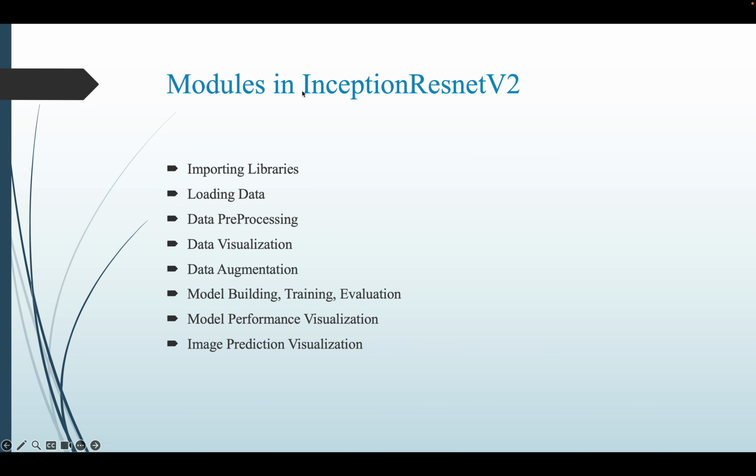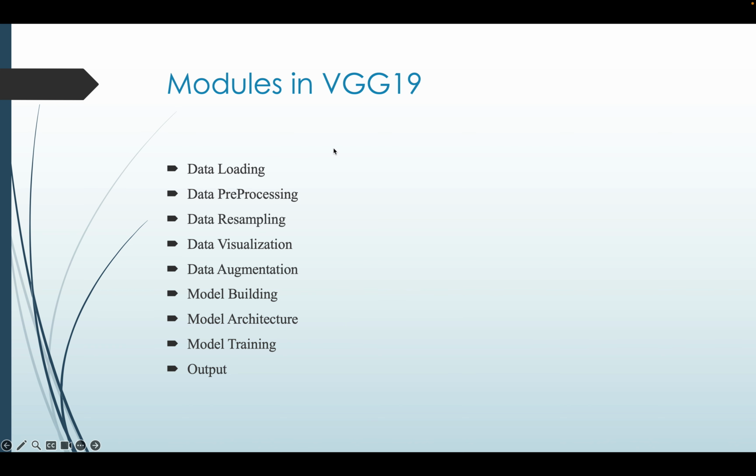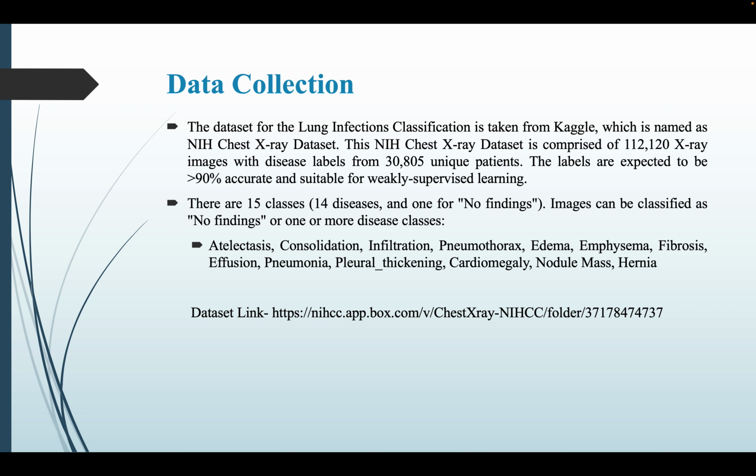Again, in the InceptionResNet V2, the modules that I'm going to perform are these: importing libraries, loading the data, data pre-processing, data visualization, model building and training, and model performance visualization. In the same way, the modules in the VGG19 are data pre-processing, data resampling, data visualization, model building, training, and validation, and finally the output. So this is the data collection, and here's the data collection link.